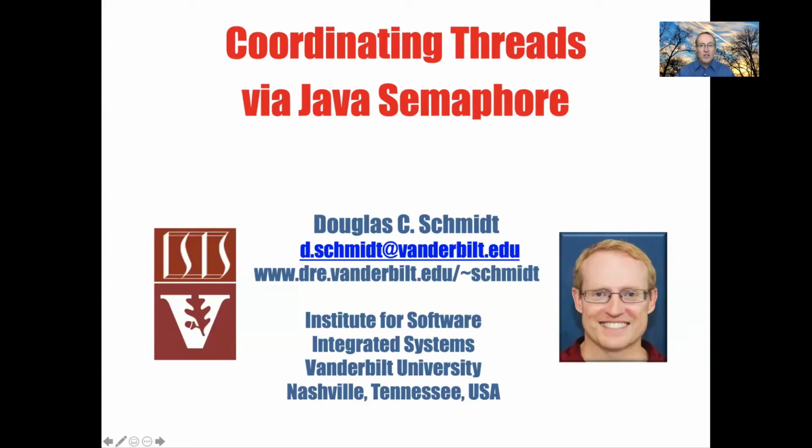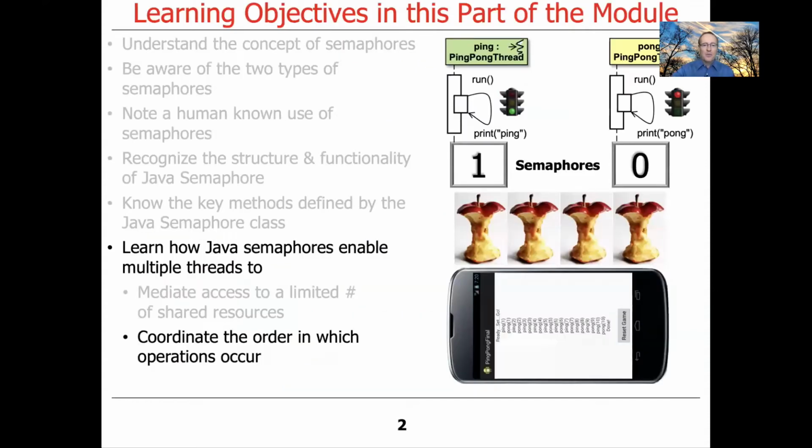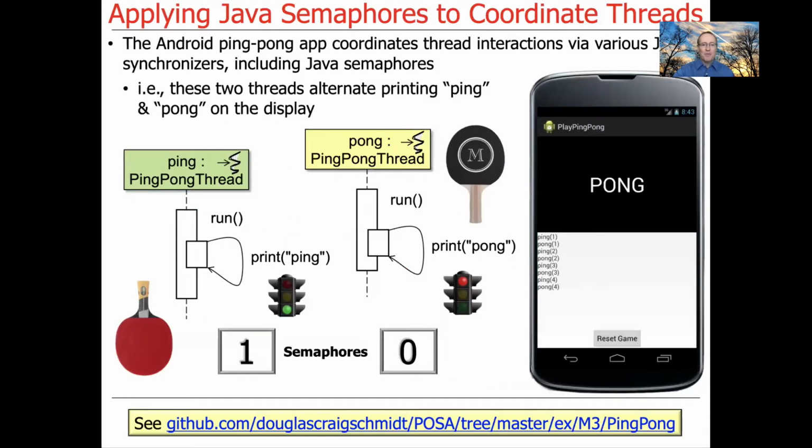The next topic is using a Java semaphore to coordinate the way in which threads get scheduled and execute. The previous example we looked at used semaphores to share or mediate access to shared resources. This would be used to coordinate the order in which the operations occur. And this case is going to be motivated with the ping pong example.